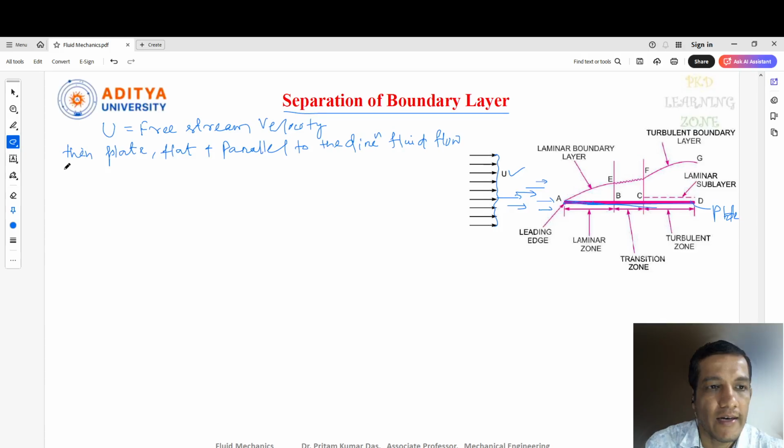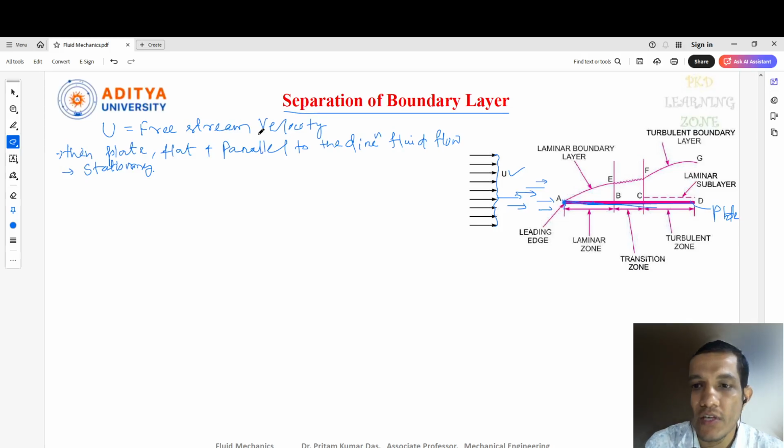Now let's consider the fluid flow. Here the fluid flow has a zero pressure gradient at the side of the plate. Zero pressure gradient means we can consider a stationary plate, that is, the plate is placed in a stationary condition. So that is one consideration.